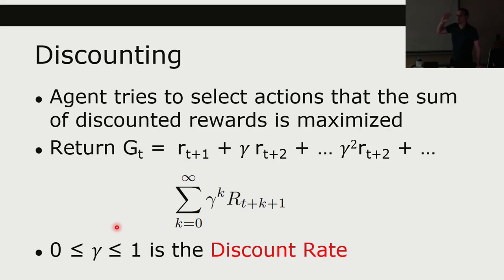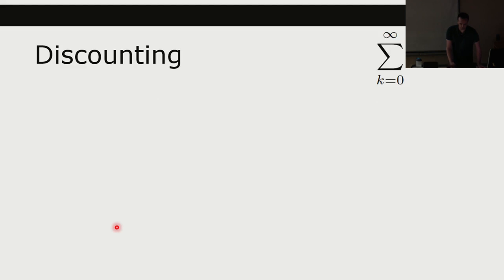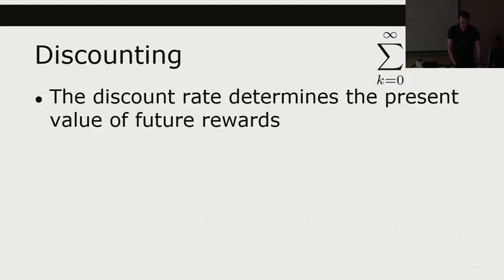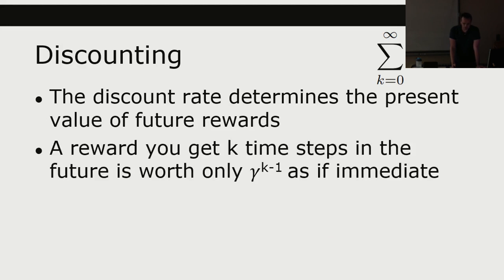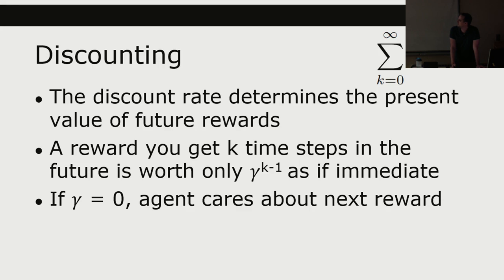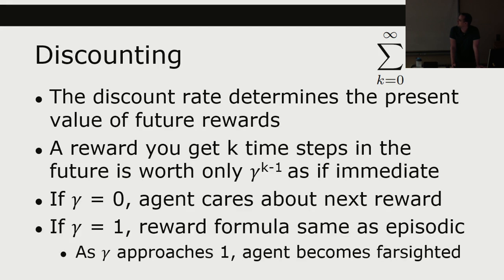Rather than show you the equation first and then explain what gamma is, I want to show you this concept first. The discount rate determines the present value of future rewards. A reward that you get k time steps in the future is only worth gamma to the power of k minus 1 as much as if it was an immediate reward. If gamma is 0, the agent only cares about the next reward. If gamma is 1, then the reward formula is the same as the episodic formula that we've been looking at so far. As gamma approaches 1, the agent becomes more farsighted and cares about those rewards.